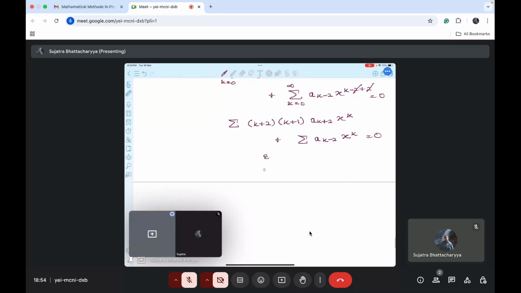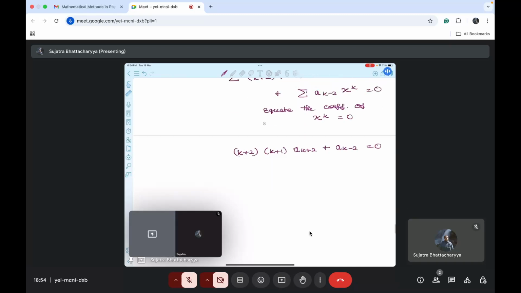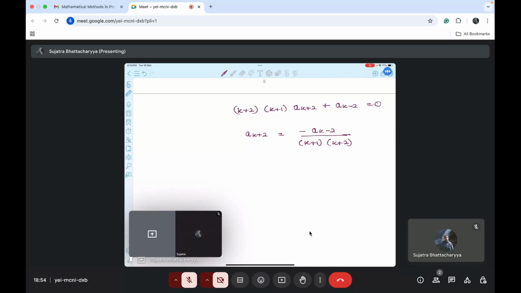Equate the coefficient of x to the power k to 0. So what will you get? (k plus 2)(k plus 1) a_(k+2) plus a_(k-2) is equal to 0. Right? So on the left hand side, put the a_(k+2). On the right hand side, it will be minus a_(k-2) divided by (k plus 1) and (k plus 2). Alright? So this is the recurrence relation which we are getting.